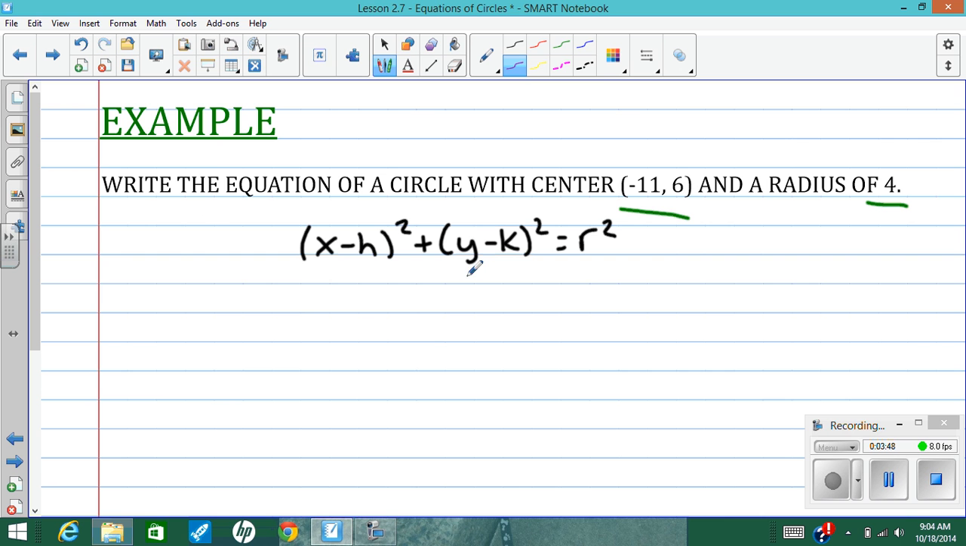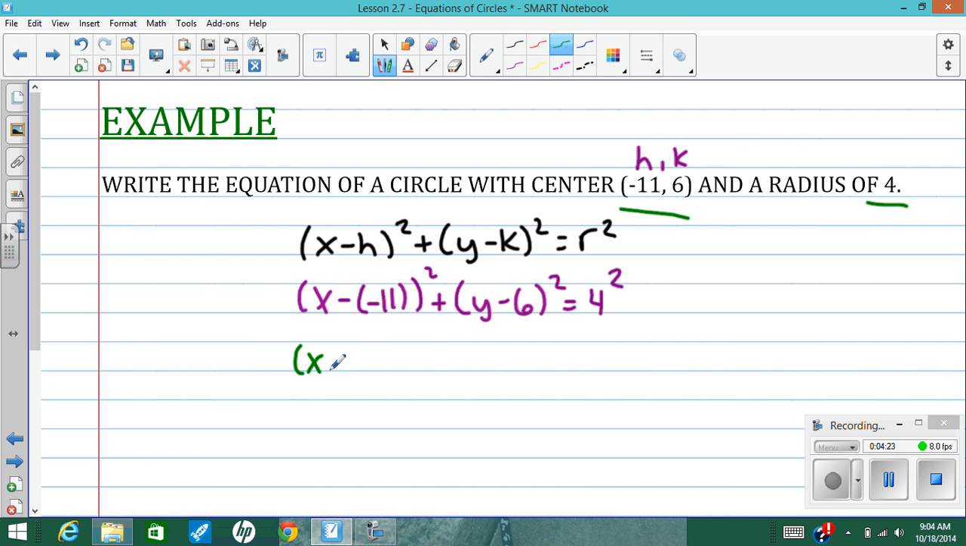So I'm going to plug in what I know. Negative 11, 6 is my center. So that's my h, comma, k. So h is negative 11. I'll plug in here. K is positive 6. And my radius is 4. I'm not replacing r squared, I'm replacing the r. So when I plug in my radius, I have 4 squared. And I can simplify this and make it look nicer. The minus minus 11 is plus 11.